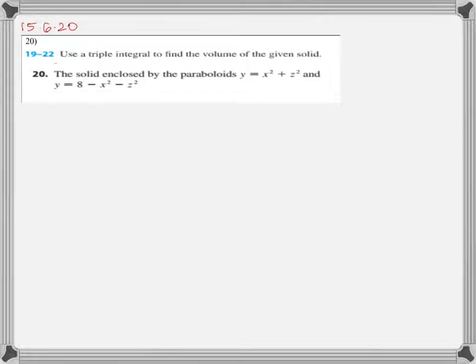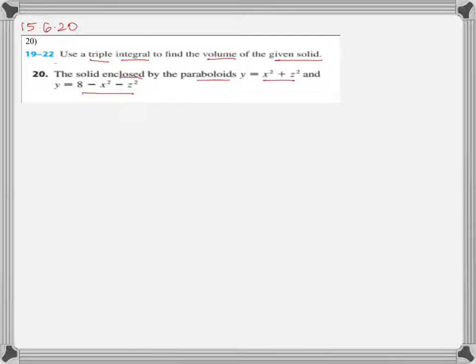So let's underline the keywords. One is to use the triple integral to find the volume of the solid. The solid is made up of two paraboloids. One is y equal to x square plus z square. The other one is y equal to 8 minus x square minus z square.